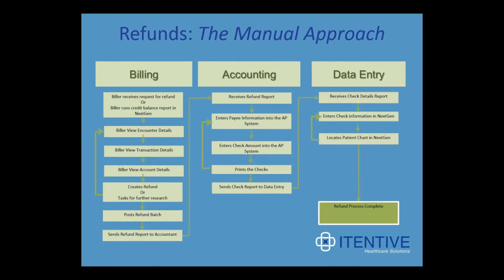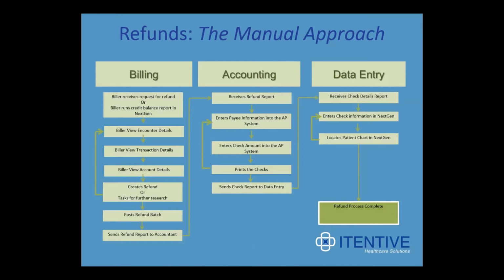So that's you going into NextGen, running your credit balance reports, trying to evaluate what to do with those credit balances, and then taking action on them, whether that's creating a refund transaction or applying the money to another encounter where money's owed. All those things are stuff you have to do repeatedly throughout the process. So if you're doing 500 refunds a month, you're doing that process 500 times.